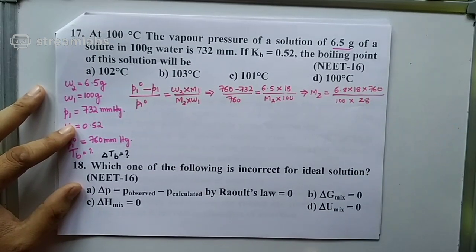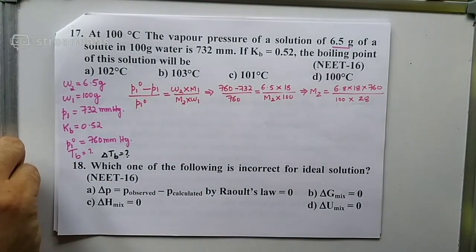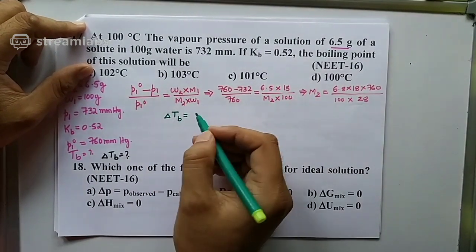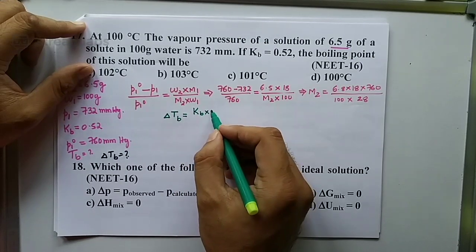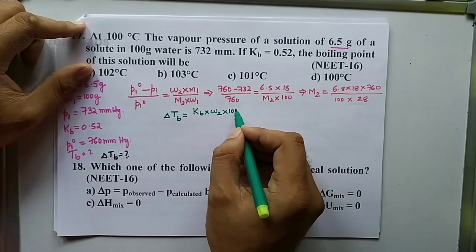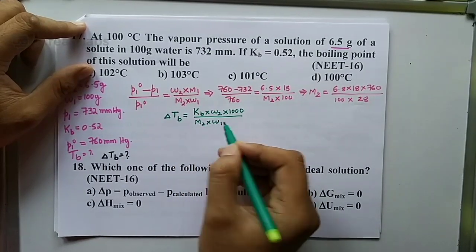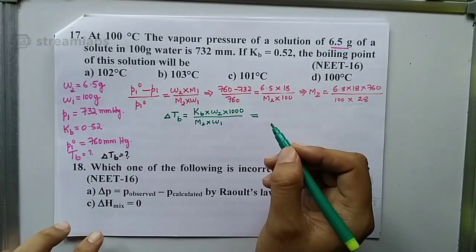Let us not solve it here. So we shall use this formula now. Delta TB will be equal to KB into W2 into 1000 divided by M2 into W1.